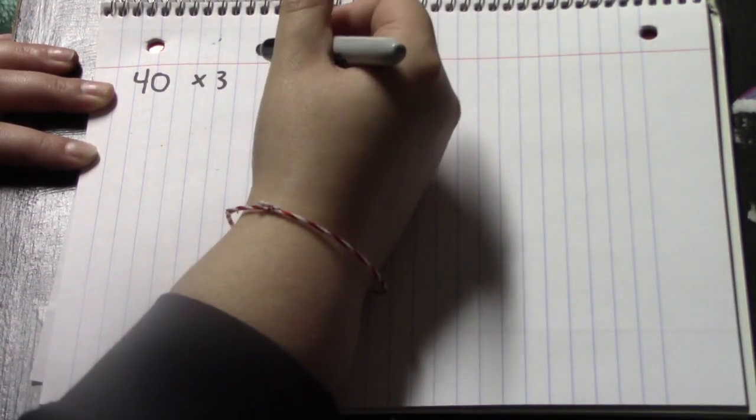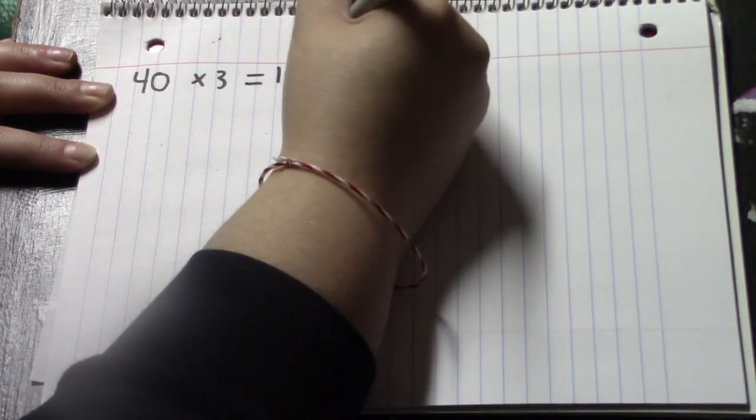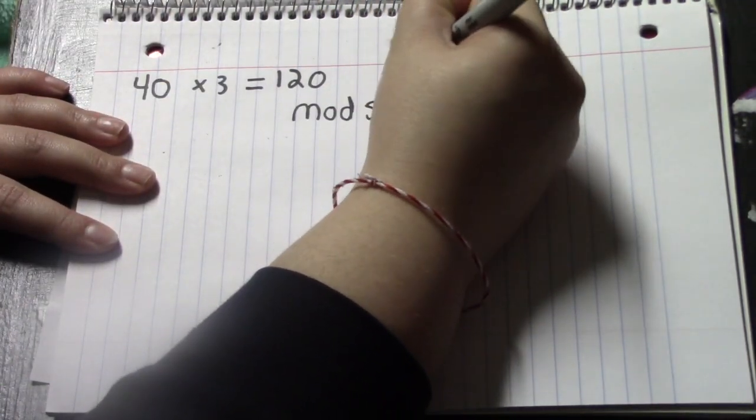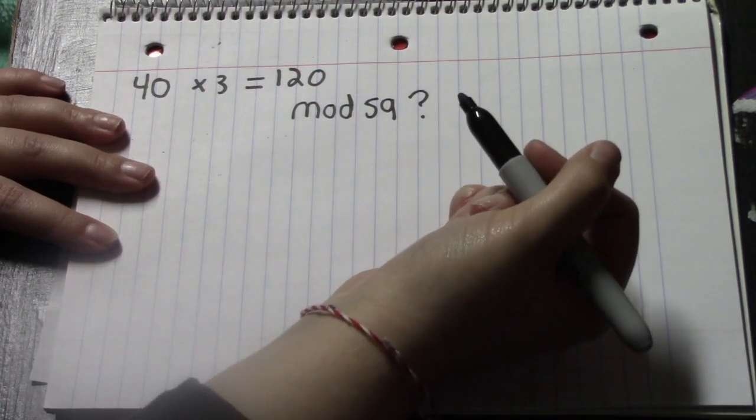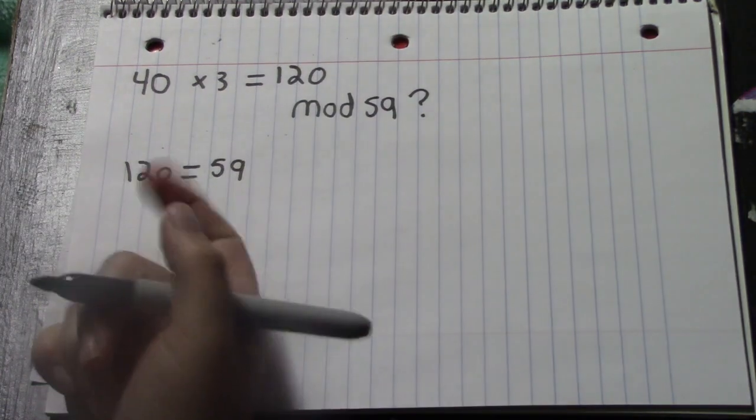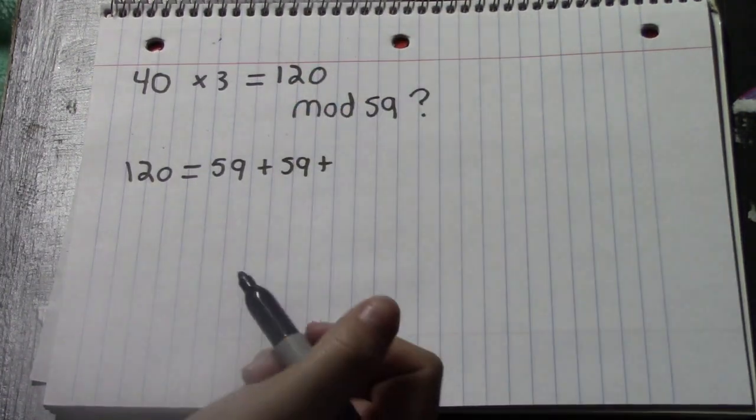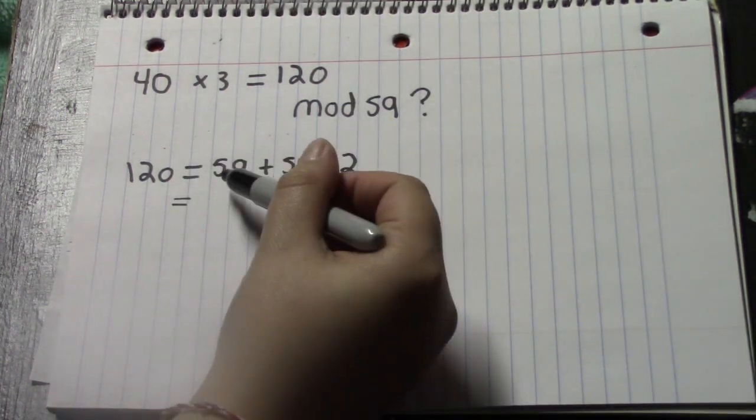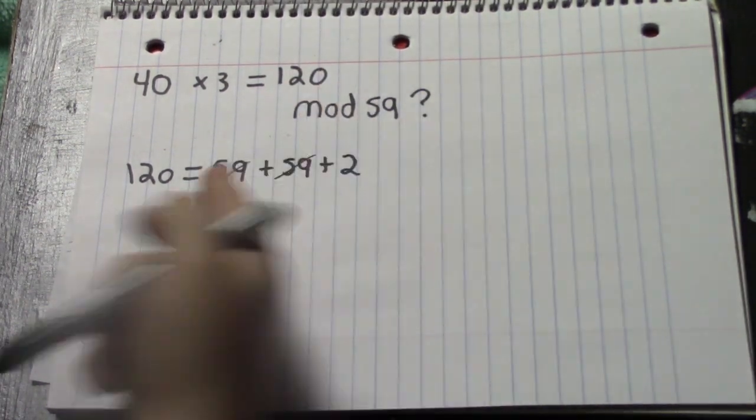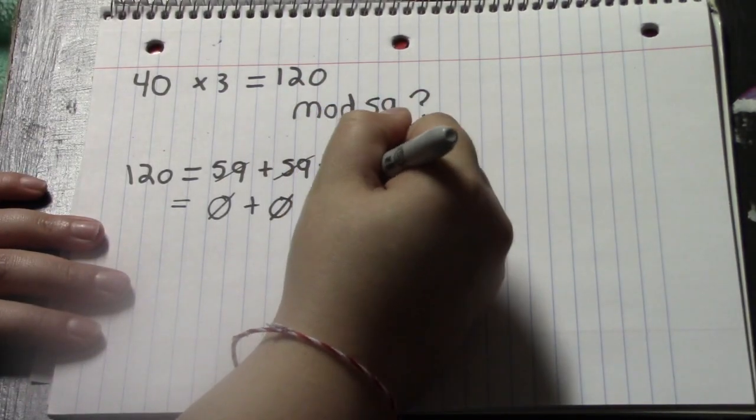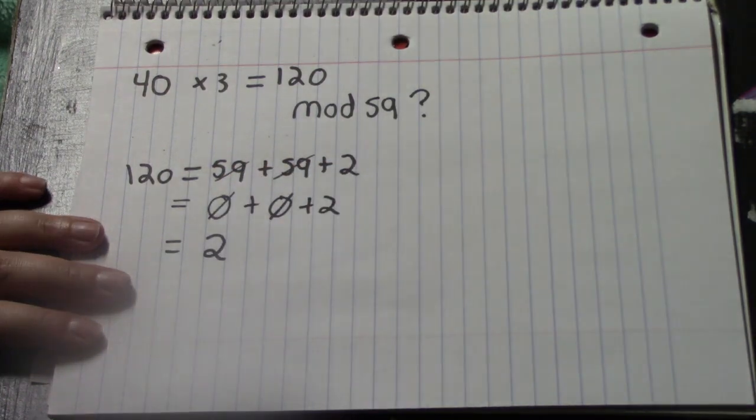So 40 times 3 is equal to 120. But what is 120 in mod 59? Well, we know that 59 goes in at least once, and it goes in twice to equal 118, and plus 2 gives you 120. 59 is equivalent to 0 in mod 59, so 0 plus 0 plus 2 equals 2.